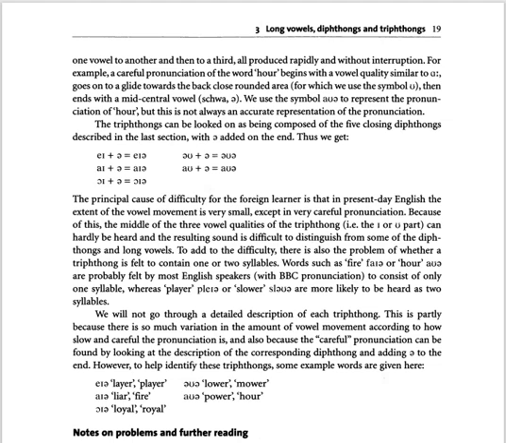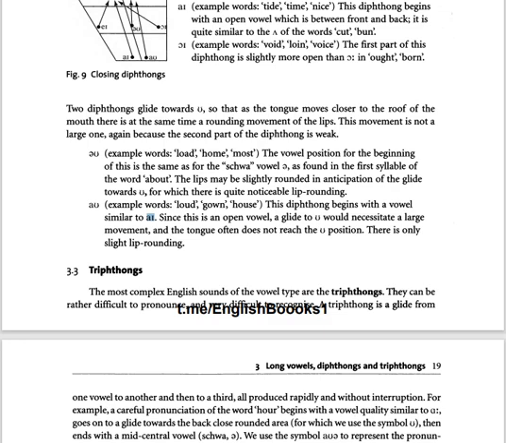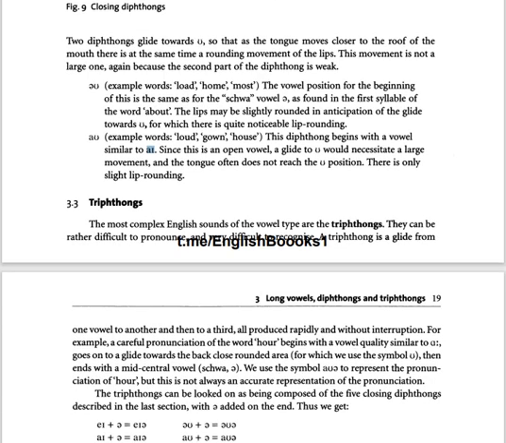One vowel to another, then to a third. What does it mean? At the first we spoke about diphthongs: one vowel to another, that means two vowels combined together. But when we speak about the triphthong, there is another thing. One vowel to another and then to a third. That means three vowels. The most complex English sounds of the vowel type are the triphthongs. They can be rather difficult to pronounce.